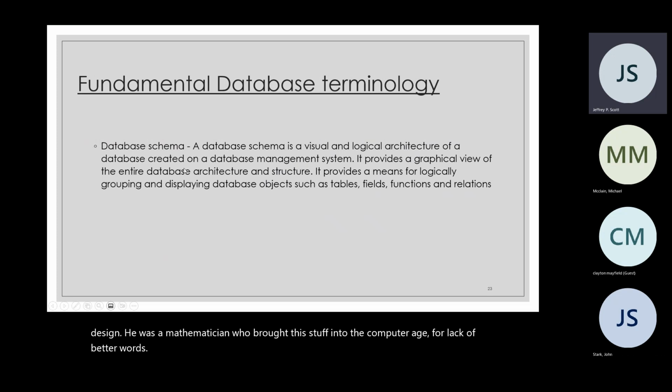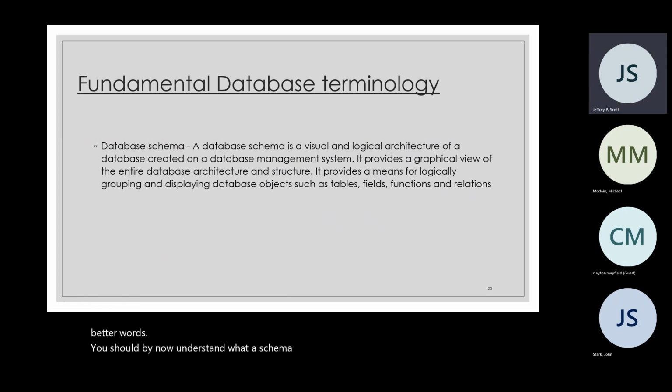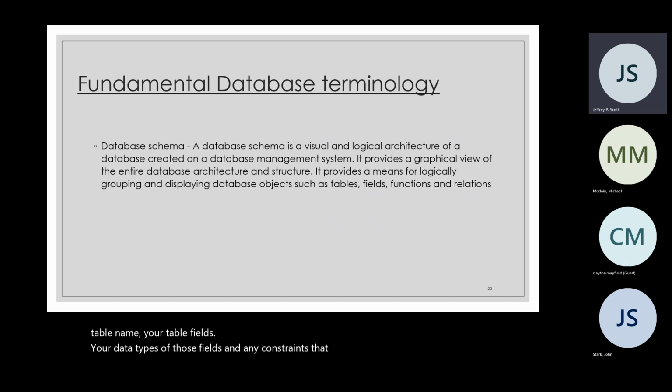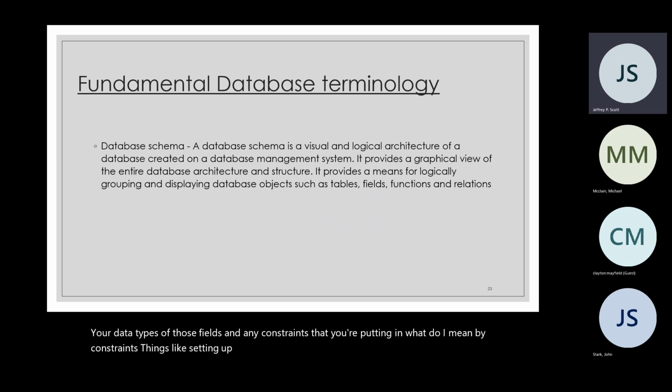You should by now understand what a schema is. So really what a schema is, and we'll look at one in just a couple minutes, it gives you your table name, your table fields, the data types of those fields, and any constraints that you're putting in. What do I mean by constraints? Things like setting up auto increment, primary key, foreign key, and there's other things, indexes, and there are even some other things that you can put in there.